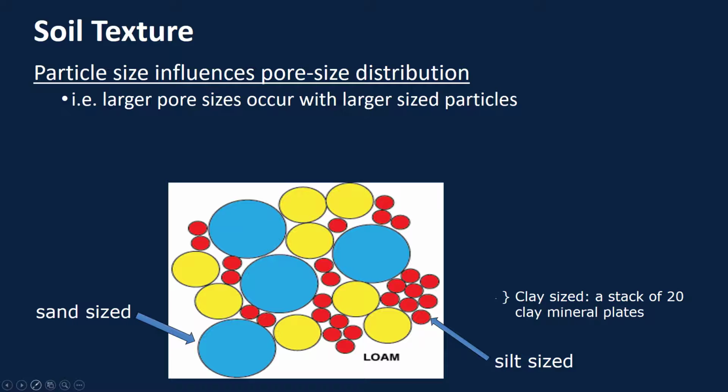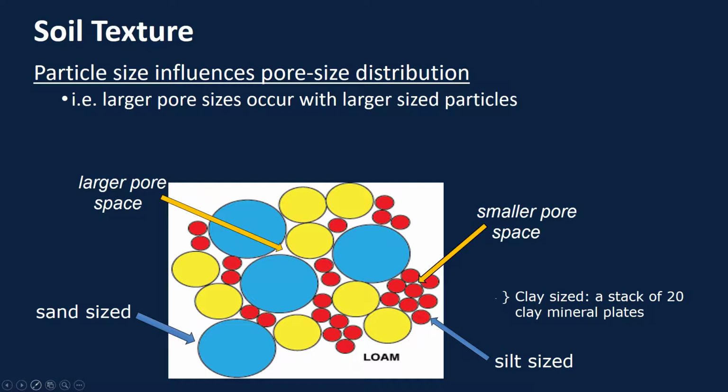This would be about a stack of 20 clay minerals stacked on top of each other. It's the size of that period. So imagine how small those pores are in relation to silt and sand. Here we see the smaller pore spaces with silt versus the larger ones with the sand. And these all combine together, because you're not going to have a soil that's just sand or just silt or just clay, and they interact together to create some small and large pores.